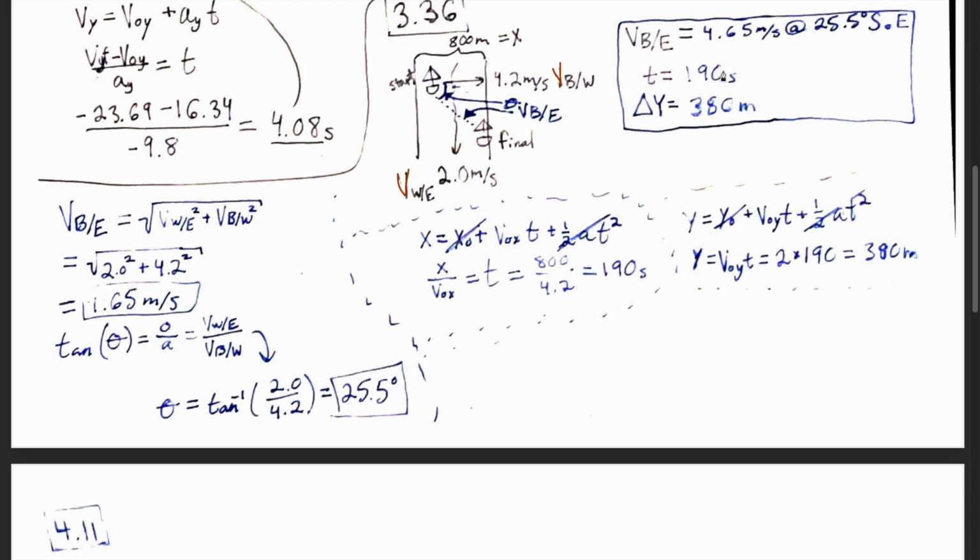B, how much time is required for the man to cross the river? So time. And C, how far south of his starting point will he reach the opposite bank? So remember, he's going to end up down here. So it's asking right here, what's this distance? So if we draw this dotted line over here, right, what is this distance here? So this is going to be the change in y, right? Delta y.